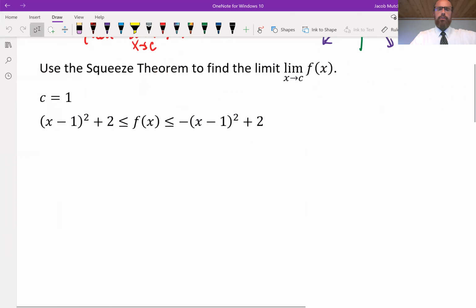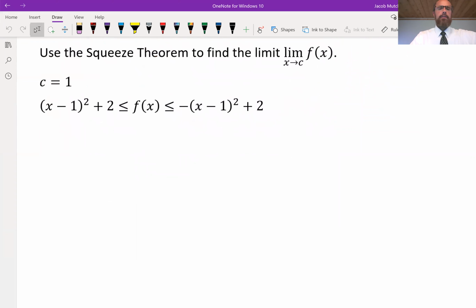Well, let's look at it in action with some actual functions. Here I've got the task of using the squeeze theorem to find the limit as x approaches c of f of x. I'm told that c is 1, so I'm interested in finding the limit as x approaches 1 for f of x. Please notice that I'm not given an equation for this function. I'm just told that I need to find its limit as x approaches 1.